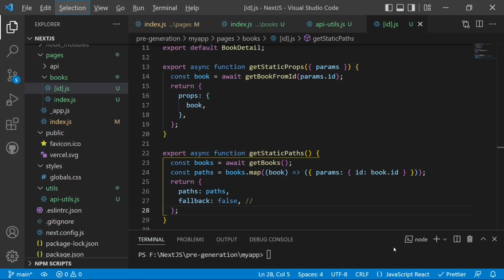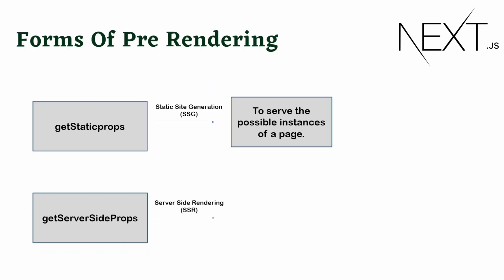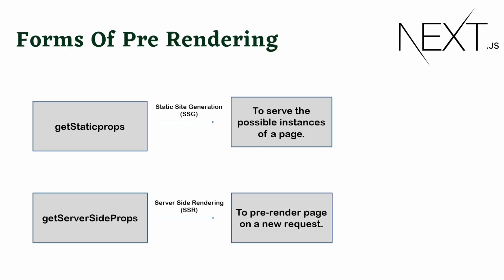So what can you do? Here is a solution again. We have getServerSideProps inside Next.js, which is a server-side rendering technique. It is a type of function which runs on every new incoming request. Whenever there is a new request from the client, it will generate a page on the server and pre-render the page to the client. Very simple. So to pre-render a page on every new request, we can use getServerSideProps.